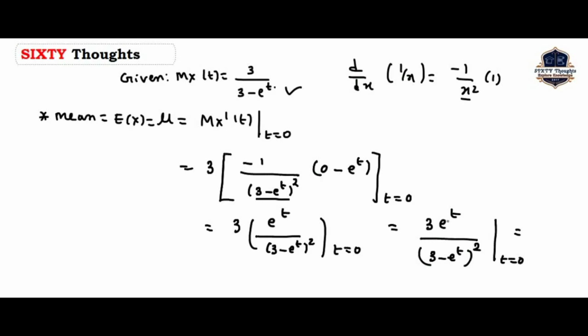If we substitute t equal to 0 here, we know e power 0 is equal to 1. So in the numerator we get 3, and the denominator is 3 minus 1 whole square, that is equal to 3 by 2 square, which is 3 by 4. So therefore we get the mean, E of X, equal to 3 by 4, right?